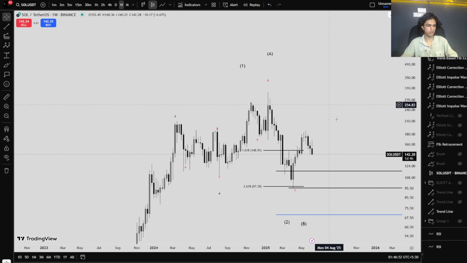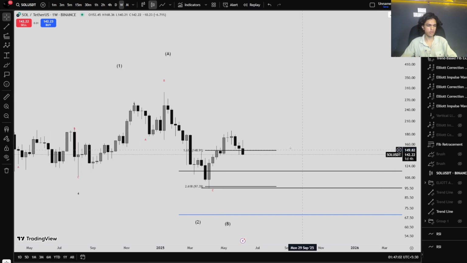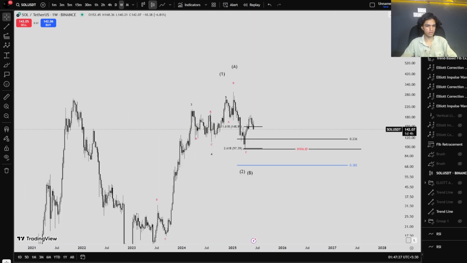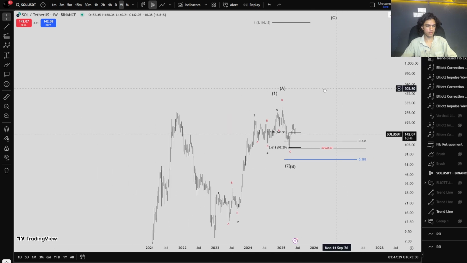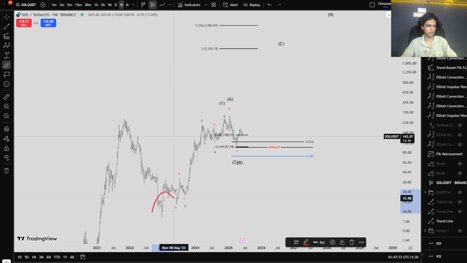Now if you take a closer look, this is also considered a key level. The 1.6 fib level is considered a key fib level, though that level has now broken to the downside. If you take a closer look, guys, you can see that wave 1, 2, 3, 4, 5 has completed, right?